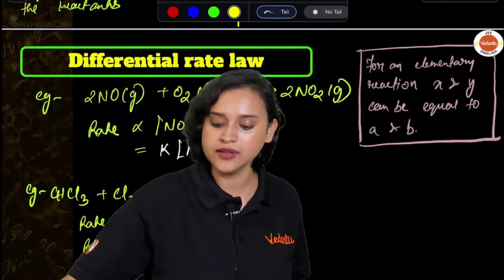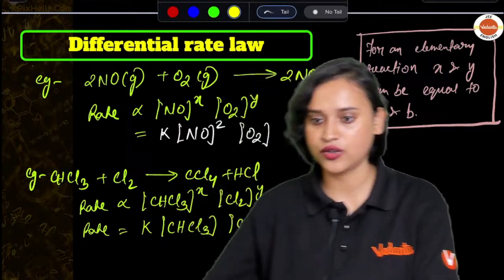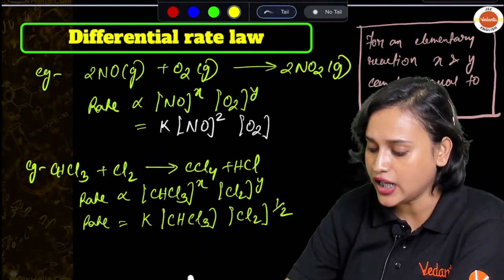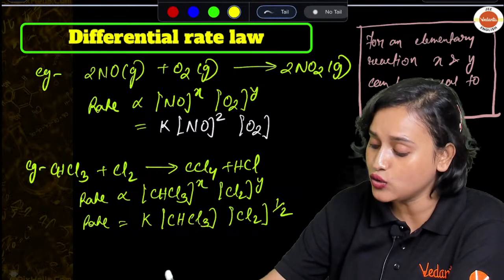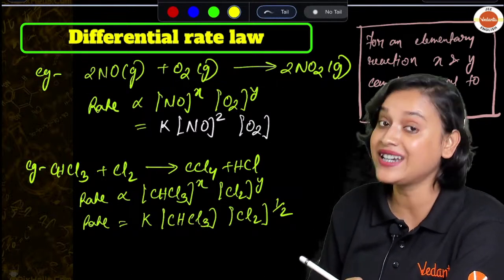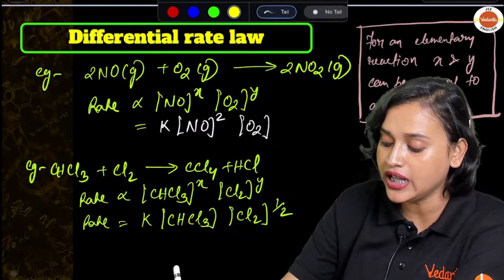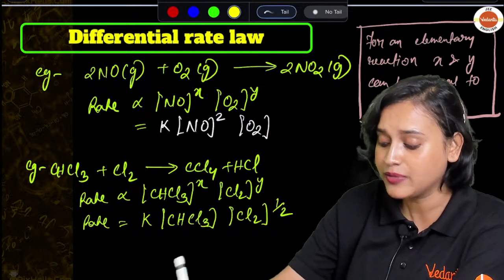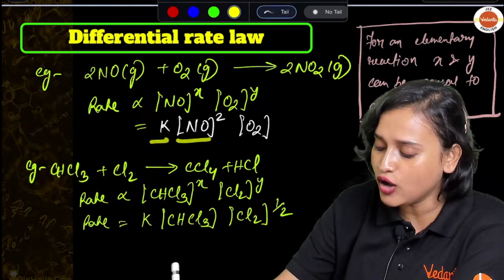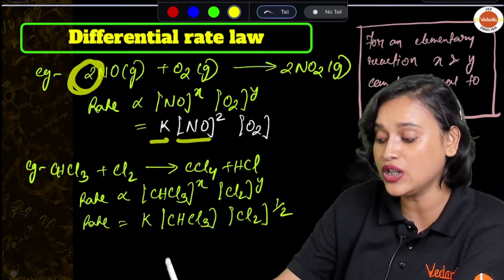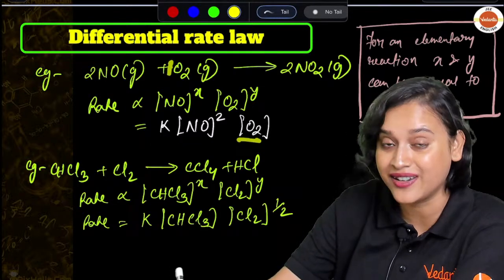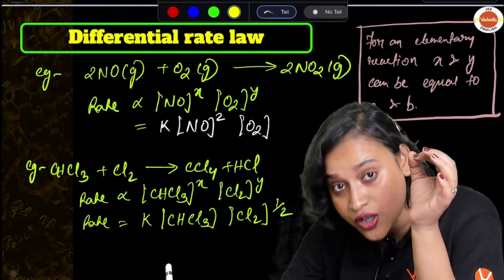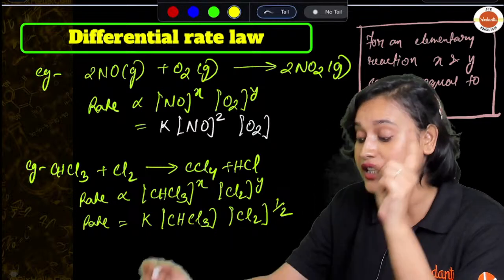Chalo guys, moving on everyone. Now let me give you some examples. For this particular reaction, if I take 2NO plus O2 forms 2NO2, then here rate will be NO to the power x, O2 to the power y. So my rate is going to be k NO to the power 2, here it is equal to the stoichiometric coefficient, and O2 to the power 1. Stoichiometric coefficient of oxygen is here 1. So x and y here are equal to the stoichiometric coefficients. But it is not always the case.